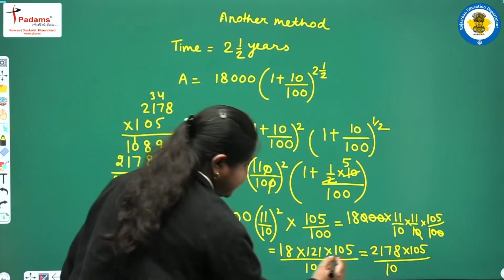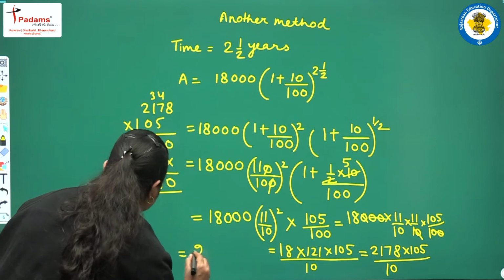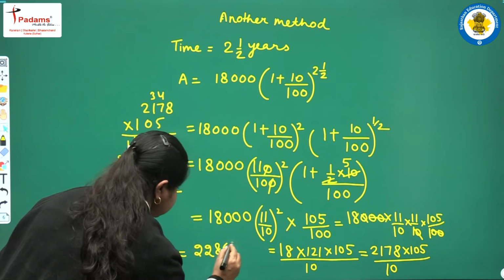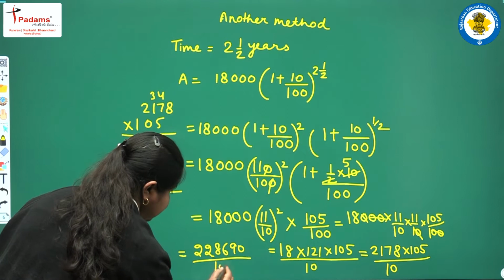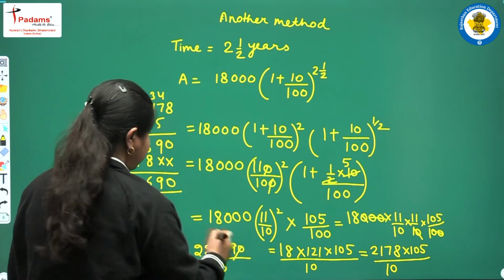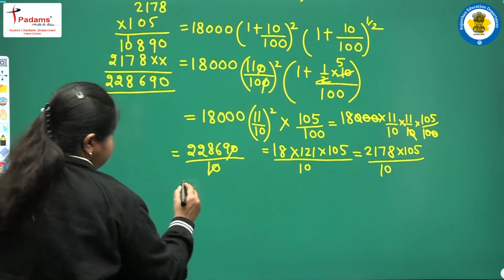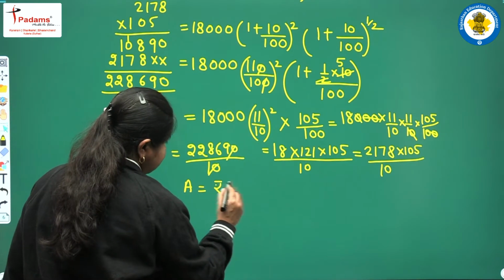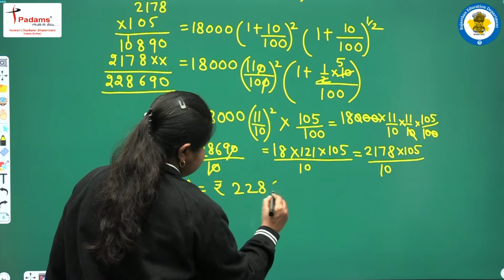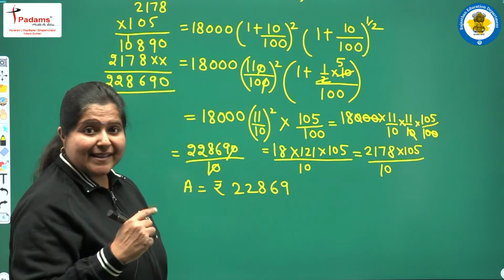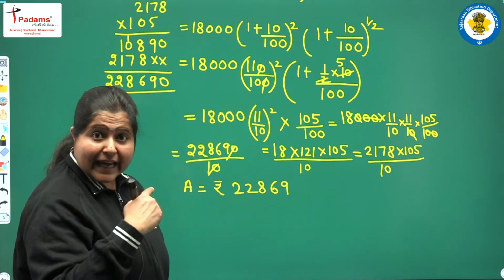So here we get it as equal to 228690 upon 10. Cancel this 0 and now you get the amount as how much? Rupees 22,869. It is the same answer that we got by doing in that method.